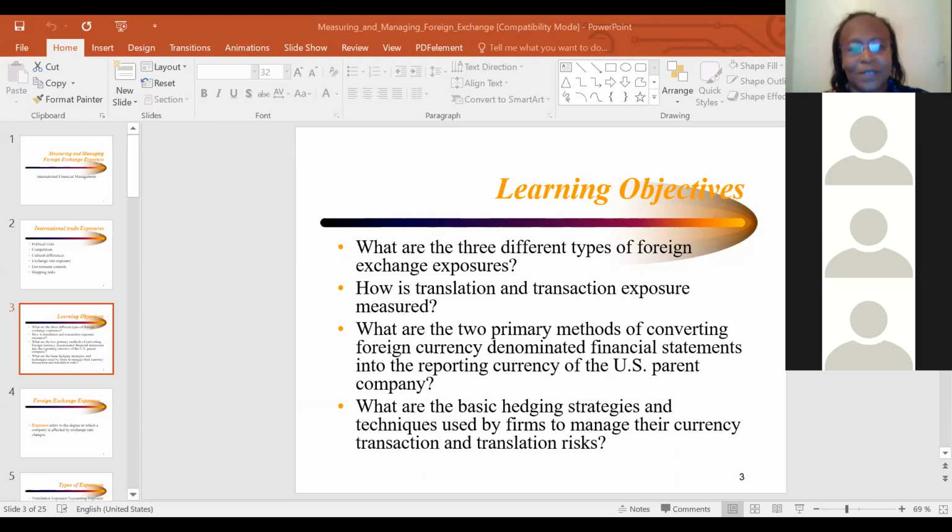So these are the learning objectives. By the end of the class, you should be able to know the different types of foreign exchange exposure, because we are only going to concentrate on exchange rate exposure. You should be able to know how to measure translation and transaction exposure. What are the 2 primary methods of converting foreign currency in financial statements, but we are not going to get deep into it because it's the one which brings about the translation exposure. Then there are hedging strategies. We have the internal and external ones. So those are the learning objectives.